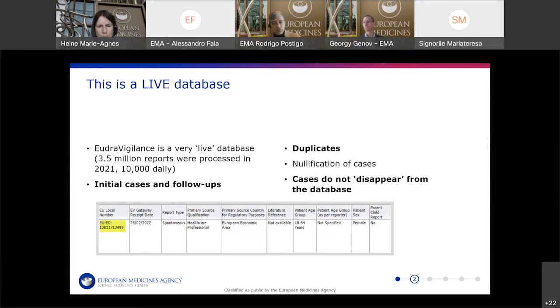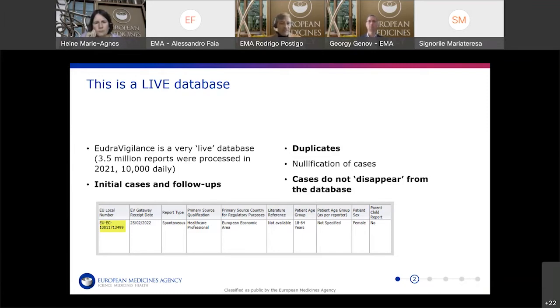We can have also duplicates in the database, because let's imagine that the patient decides to send the case to the marketing authorization holder directly, but also the patient talks to the healthcare professional, and the healthcare professional in parallel decides to send the case to the national competent authorities. In that case, we will have the same case twice in the EudraVigilance database, and we have an electronic algorithm to identify those duplicates. When the system identifies the duplicates, we merge them into one single case, something that we call a master case, and then that case is resubmitted to EudraVigilance again.